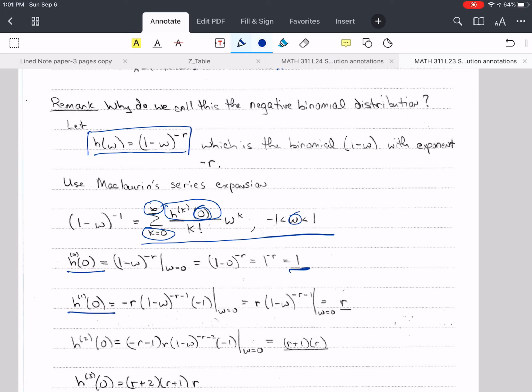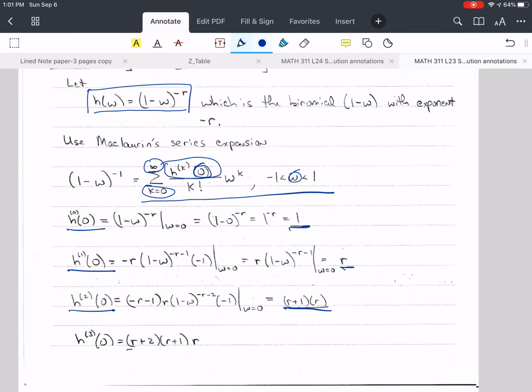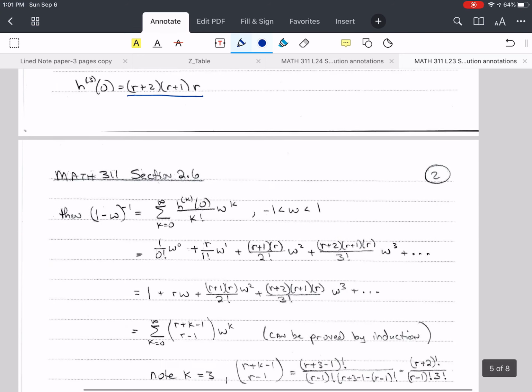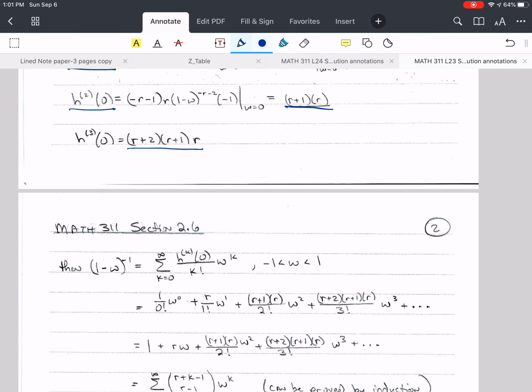For the first derivative, we end up with r. For the second derivative at 0, we end up with r plus 1 times r. I'm starting to see a pattern. The third derivative, I see r plus 2, r plus 1, r, and now I definitely have a pattern. Now, I haven't proved anything. I've simply noticed the pattern. Proofs require induction, proof by induction. We're not going to do that, but we certainly could. All right. And so now we just looked at the derivatives, so let's plug those into our Maclaurin series for this expression here.